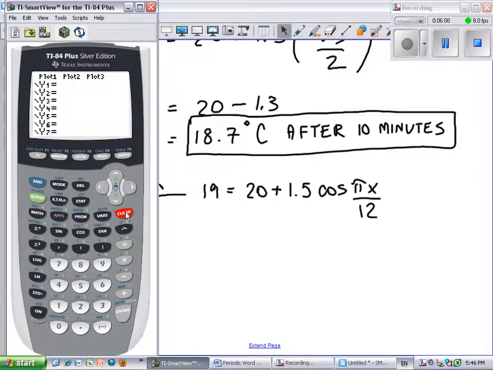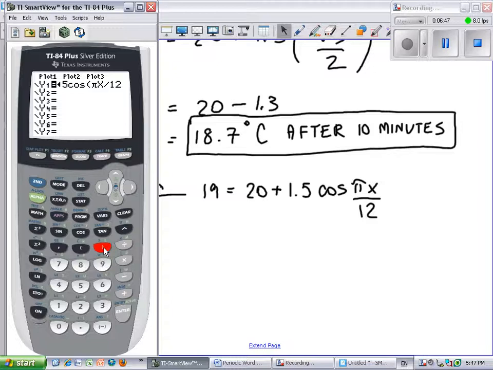I'm going to enter the graph as y equals 20 plus 1.5 cosine. There's no c value, so I'm just going to enter it the way I see it. It's pi divided by 12. I should have put that x on top, so I'm going to retype that. Cos, insert an x right there. Okay, so it's pi x divided by 12. Now I need to close bracket.